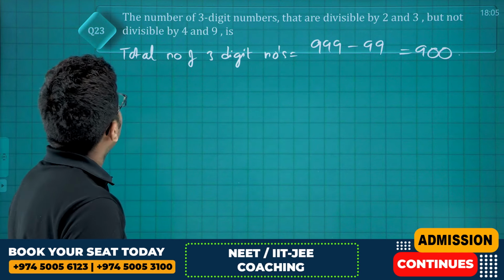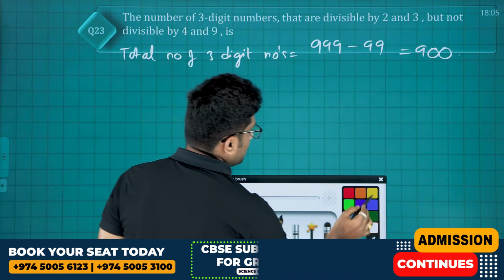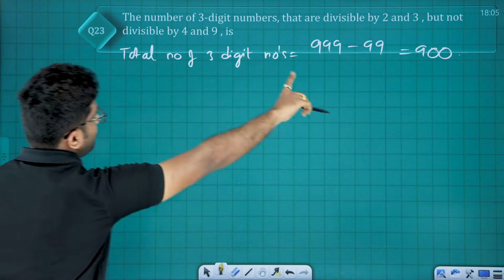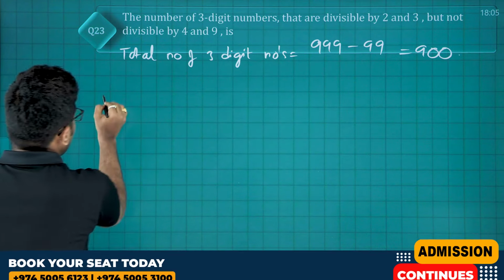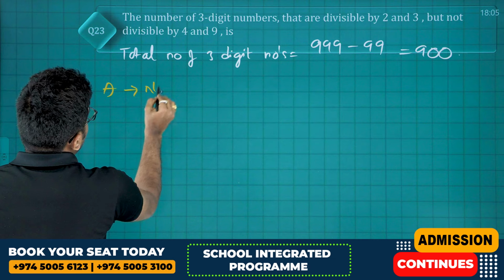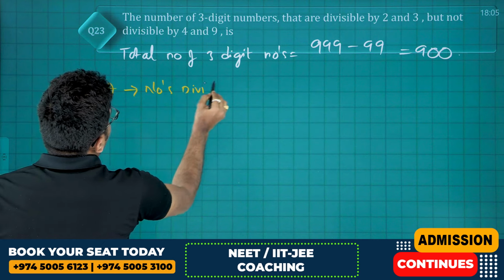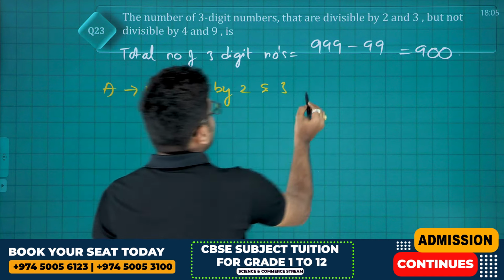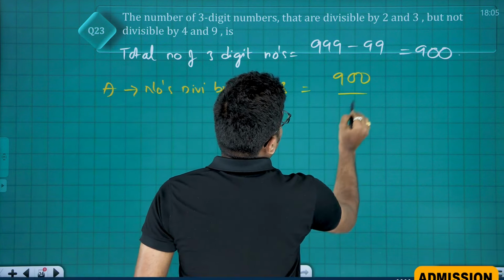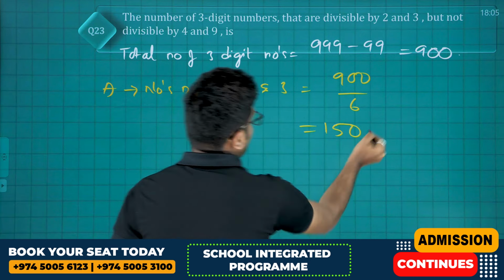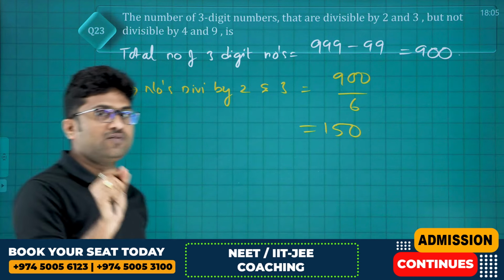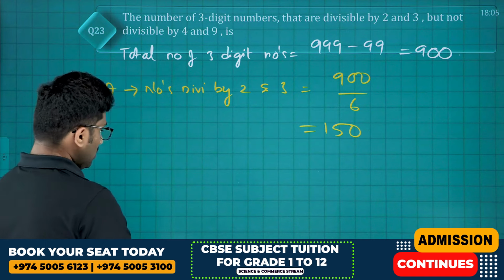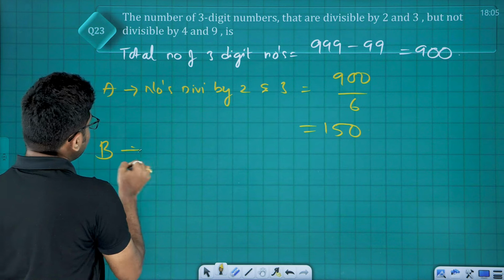Next, of these 3-digit numbers, let A denote an event of numbers divisible by 2 and 3. 2 and 3 means LCM 6, no? So 900 we divide by 6, that is equal to 150. So out of 900 there will be 150 numbers which are divisible by 2 and 3, that is divisible by 6.